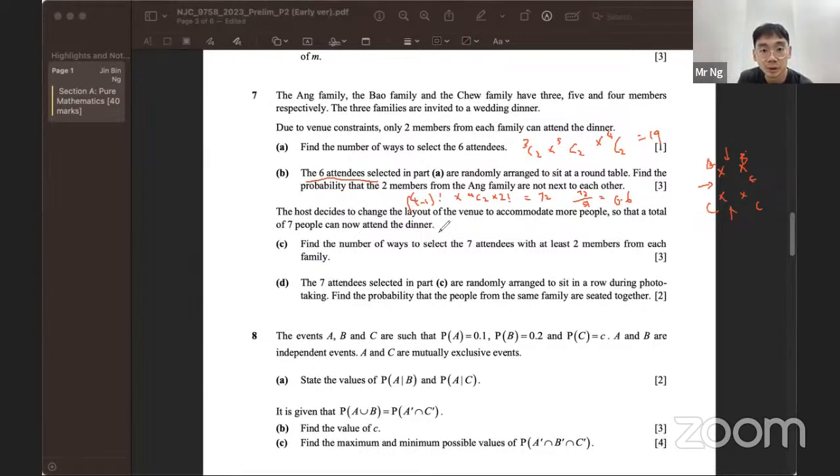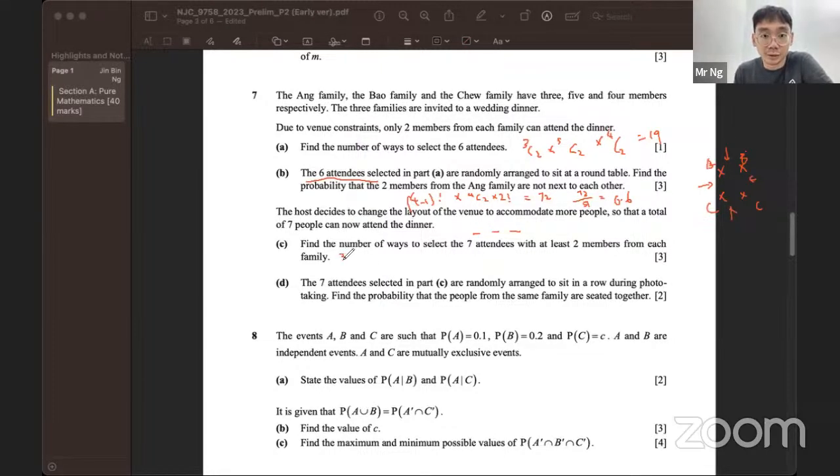The host decides to change the layout, so that now some people find at least 2 members from each. So this is a 3 marks question now. Actually, 7 attendees, right? So it's either 2, 2, 3, or 3, 2, 2, or whatever. So we will have 3 different scenarios where in the first case 3 is from Ang, in the second case 3 is from Bao, and in the third case 3 is from Chu.